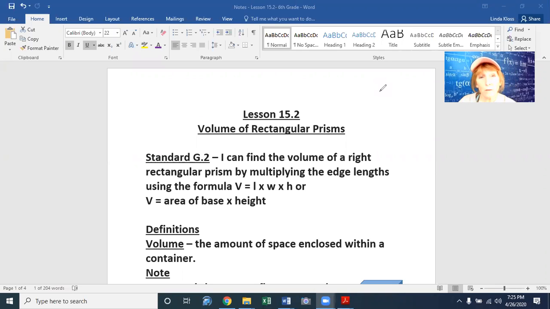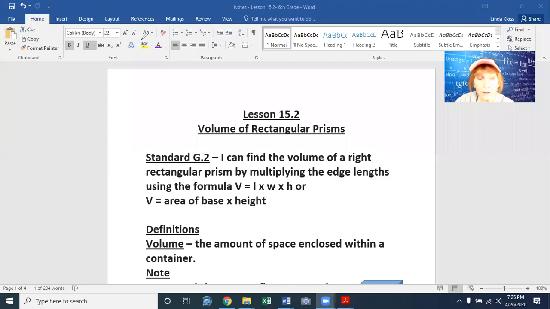I can find the volume of a right rectangular prism by multiplying the edge lengths using the formula V, or volume, equals length times width times height, L times W times H. Or you can look at it in terms of volume is equal to the area of the base. So use the formula for the area of the base, whatever that shape is, and you multiply that by the height. So here's some definitions.